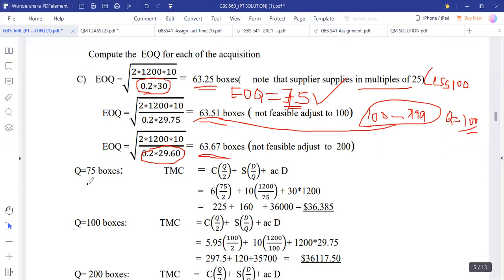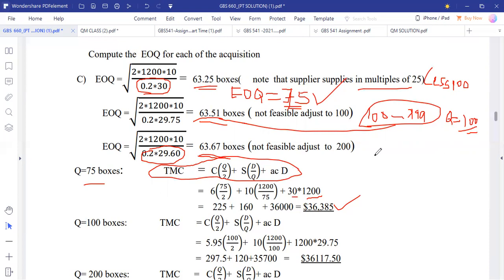So at Q75, we are getting the total material cost. Substituting in this total material cost formula, the acquisition cost was still at 30 because of no discount, multiplied by 1,200. So our total material cost was $36,385. So this one is not feasible for EOQ for the third range, where we're supposed to buy 200 or more. The EOQ of 63.67 boxes was not feasible.